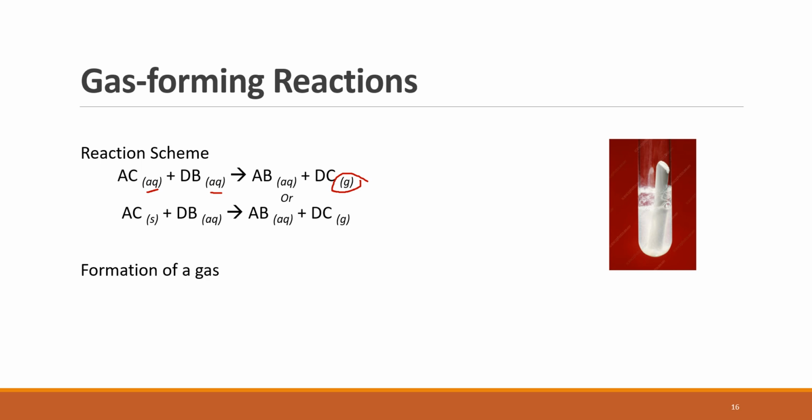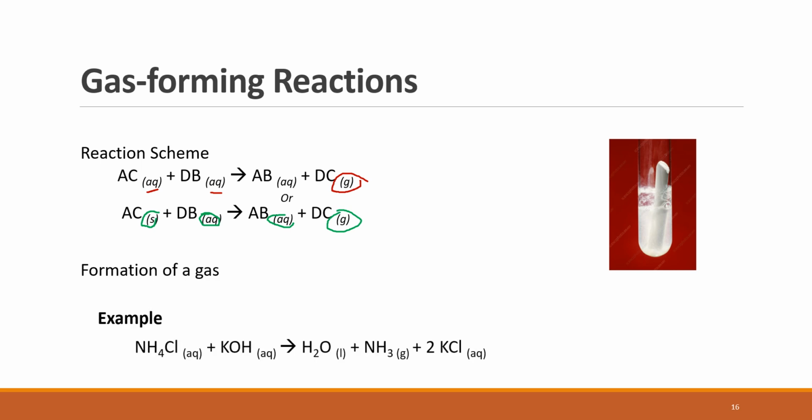Now, in the second type of reaction scheme, the difference here is that one of the reactants is a solid. The example I like to use here is baking soda and vinegar. You know how you make volcanoes? Baking soda would be the solid. Vinegar would be the aqueous other reactant. And what you get out is an aqueous product and a gas, carbon dioxide in the case of that example I just gave.